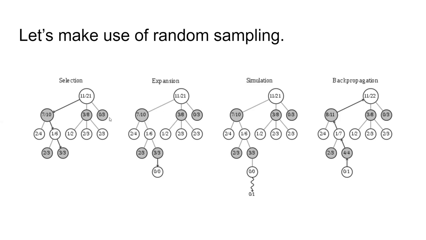Why do we get these numbers? They're just randomly selected. It's just random sampling, total randomness. And when we're making the selection, these are the three parts.